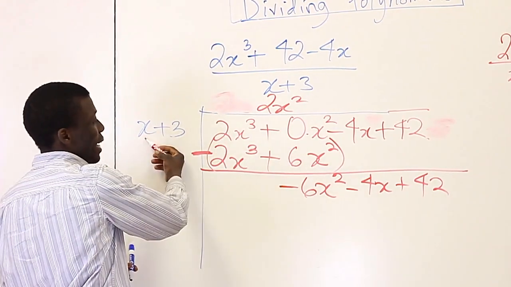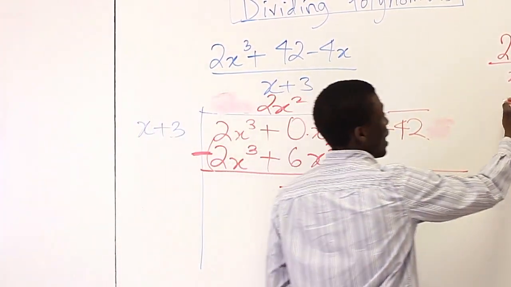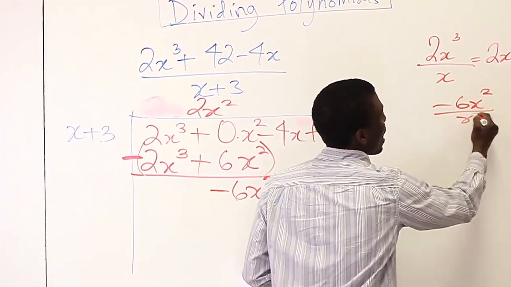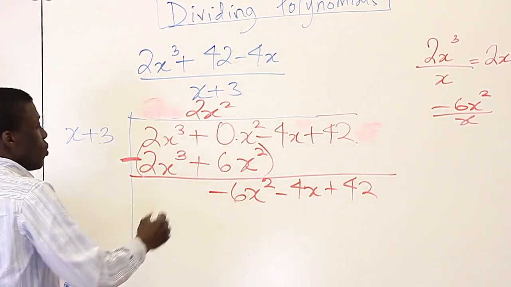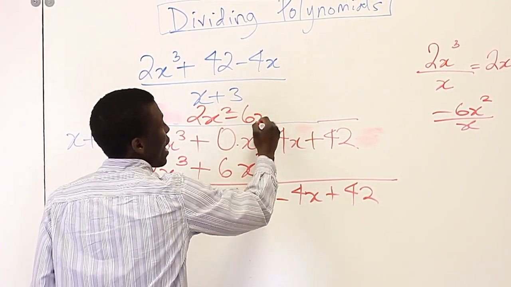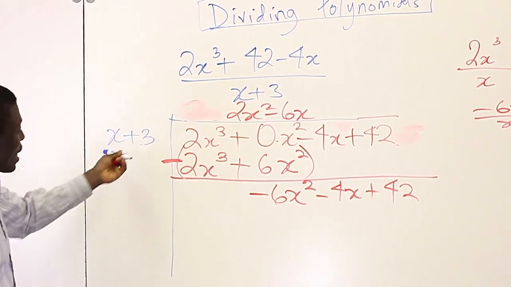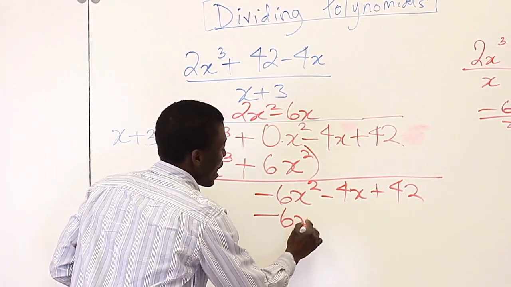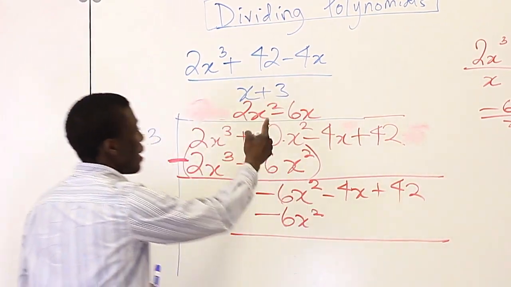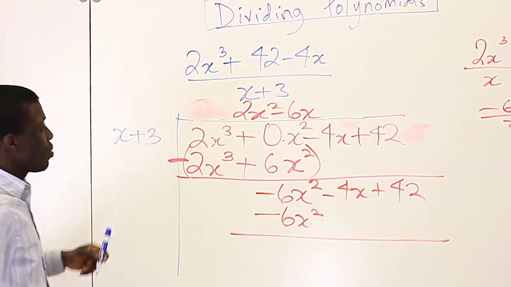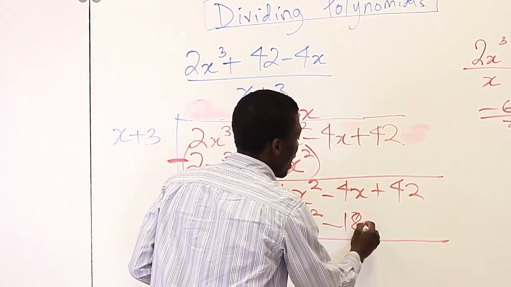Okay, now we take x into that. Again, think about it as negative 6x squared divided by x. And what do you get? You get minus 6x, right? Minus 6x. And then you multiply it. So minus 6x times x, you get minus 6x squared. Okay? And then minus 6x times 3, you get minus 18x.